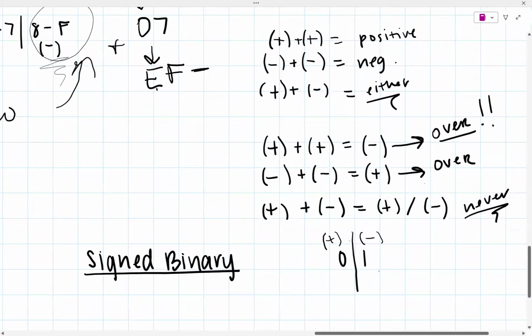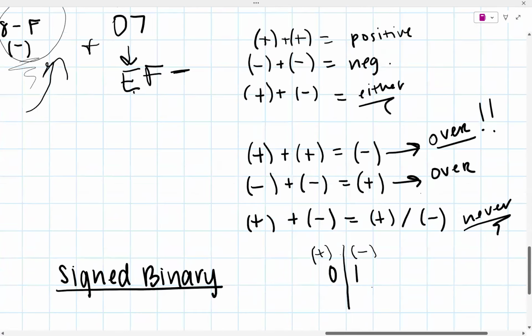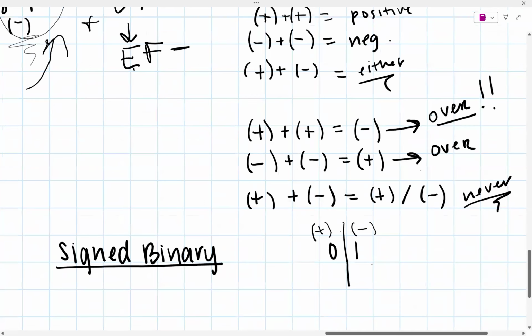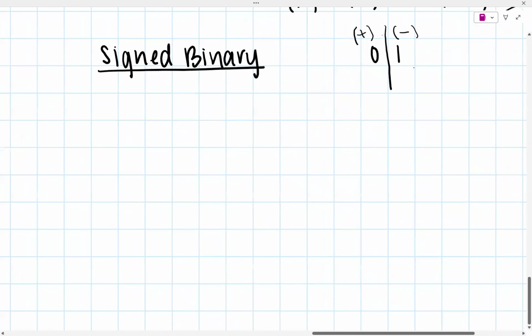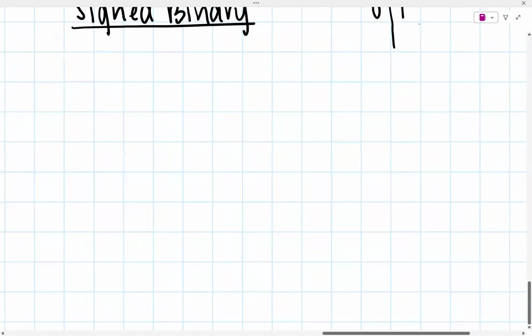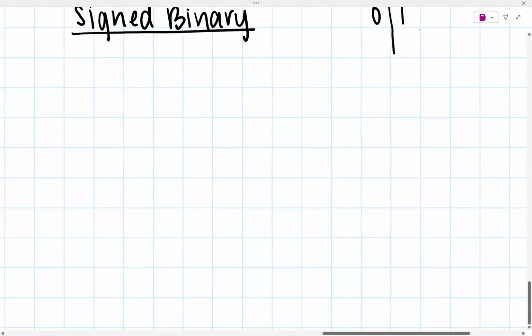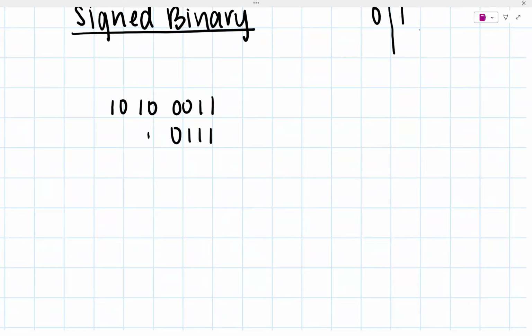Same rules apply, positive plus positive, we should get a positive number. Negative and negative means we should get a negative number. And then if it's a positive and a negative, we'll never have overflow. Okay, so let's start off with our first example.